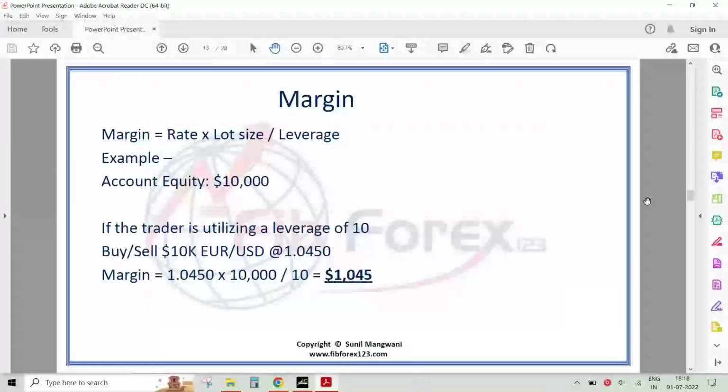So margin, now there's a mathematical formula for that, right? How much margin is kept aside for every trade? It is the rate of the currency that you're trading, the current rate that you've traded it at, times the lot size, how many lots you are trading, divided by the leverage that you're using. So let's take an example. Let's say I have an account of $10,000, and I'm utilizing a leverage of 10 times. If I'm buying 10,000 EUR/USD, so 10,000 units is one mini lot, as we call it, and the current rate is 1.0450, just as an example, then if you calculate, the margin kept aside by the broker for this particular trade will be $1,045.